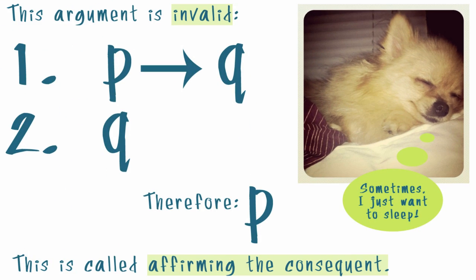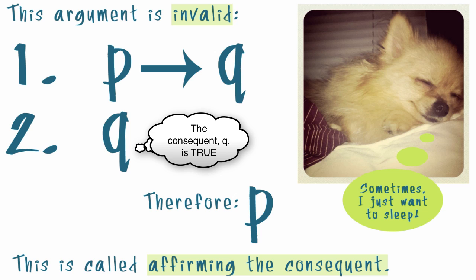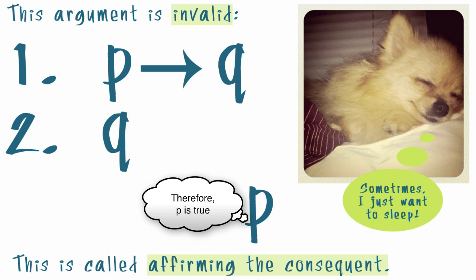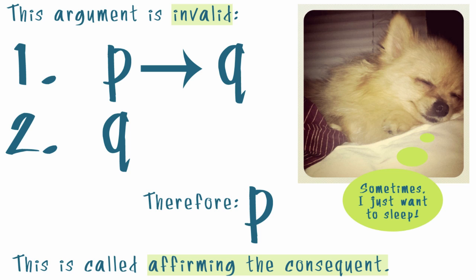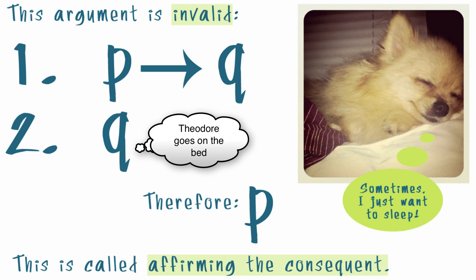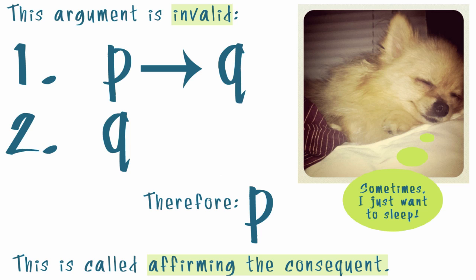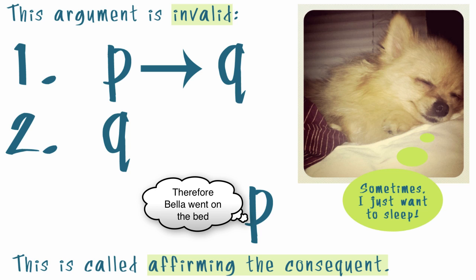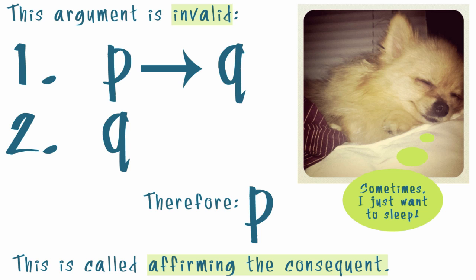Here's an argument we saw saying that we have the consequent. We're affirming the consequent, but we're saying that that proves the antecedent, right? In this case, that would mean that we have Theodore, we saw him, Theodore went on the bed, and we're trying to say, therefore, that means that Bella went on the bed. And that just isn't the case. So, this one is not a valid argument.